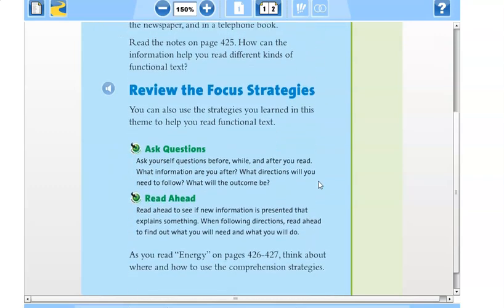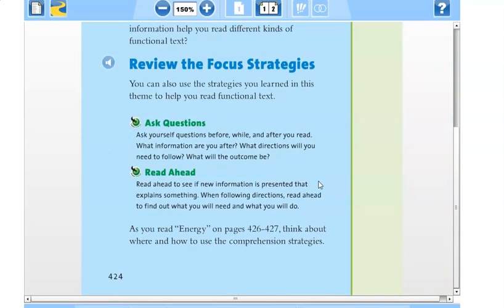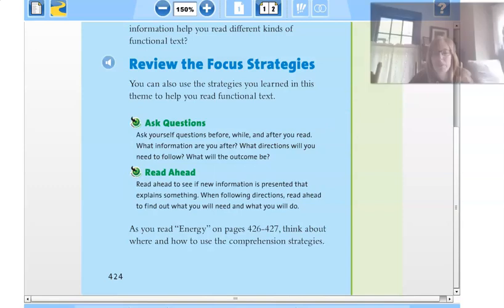So we're going to review some strategies. You can also use the strategies you learned in this theme to help you when you read functional text. So there's a lot of different skills that we practice each and every day when we're reading. So we want to look at some of those. And so the first one is ask yourself questions before, while, and after you read something.